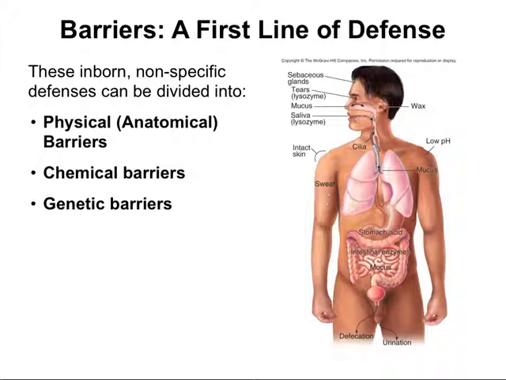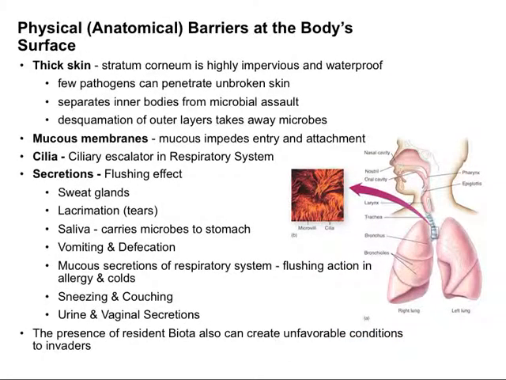These are inborn, non-specific defenses, and they're divided into three basic groups. We'll consider the physical or anatomical barriers, the chemical barriers, as well as some genetic barriers. So, beginning with the physical or anatomical barriers, we can look at the thick skin. Our skin, its outer layer, is composed of stratum corneum, which is a highly impervious, super compacted layers of stratified squamous epithelium that's interlaced with a large amount of keratin, which gives it this impervious, waterproof quality. Few pathogens can penetrate unbroken skin.